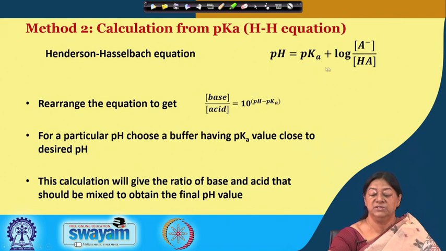If we rearrange this equation, we can write the ratio of the base to the acid as 10 to the power of pH minus pKa. This means that for a particular pH, we choose a buffer having a pKa value close to the desired pH, and from a calculation we can determine the ratio of the base to the acid that should be mixed in that specific ratio to give you the final pH value.